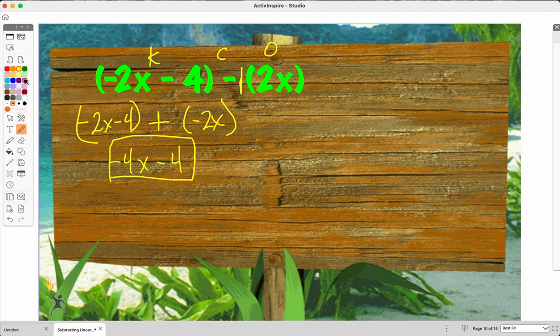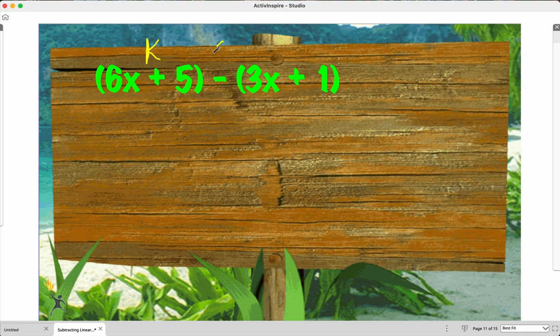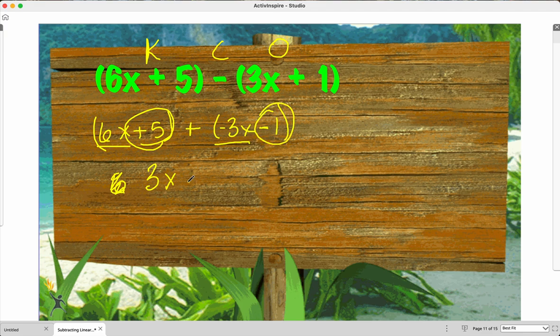Okay? All right, let's try that method one more time, this time with two terms. So let's follow my same idea. We're going to use my keep change opposite. So I'm going to keep 6x plus 5. I'm going to change it to addition. And I'm going to take the opposite of each of these terms. So the opposite of 3x is negative 3x. The opposite of positive 1 is negative 1. Now I'm going to add them. 6x and negative 3x is 3x. 5 and negative 1 is positive 4.